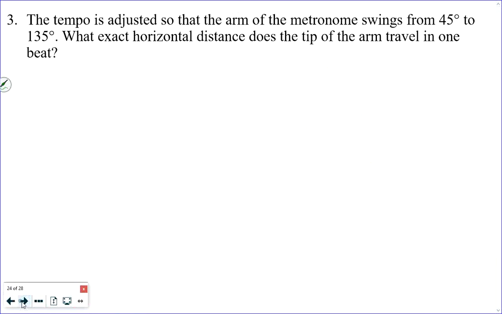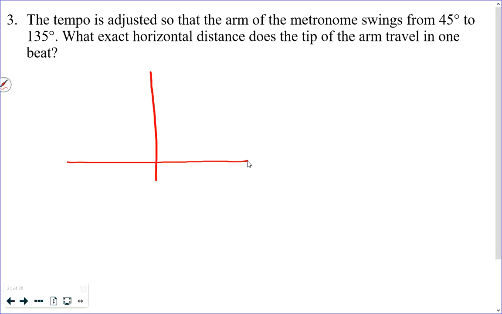Let's try one more. The tempo is adjusted, so it swings from 45 to 135. So what's happening here now, and by the way, if you get it, that's great, but not everybody will initially. What's happening here is it's going from 45 on one side to 45 on the other, because this is what we learned yesterday. If you figure out where 135 is, it's in quadrant 2 with a reference angle of 45 degrees. So these two positions are each 45 degrees away from each other.